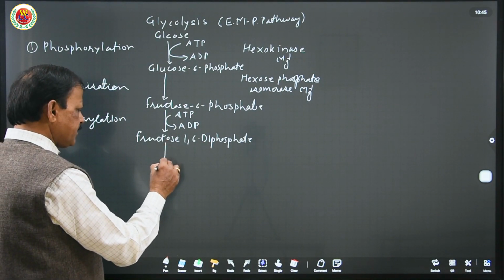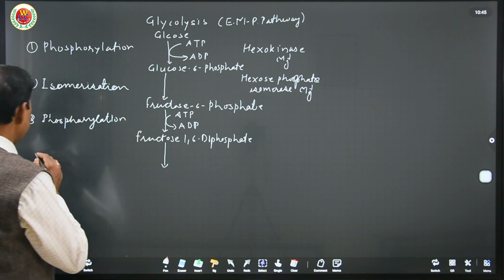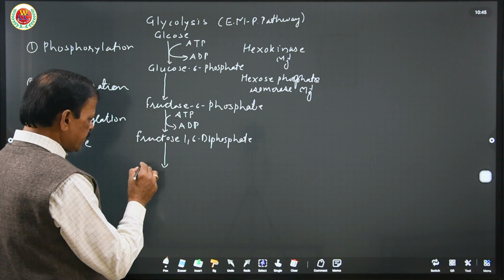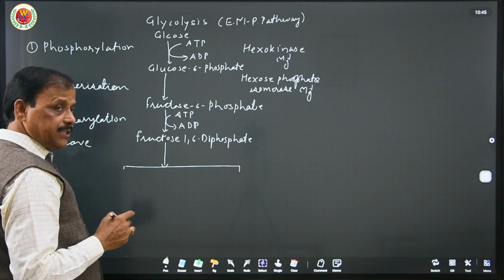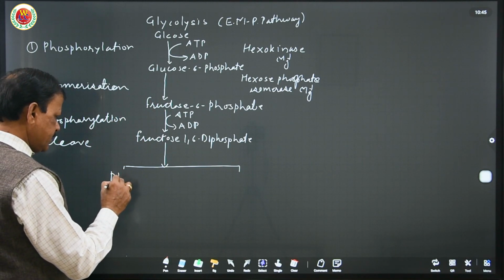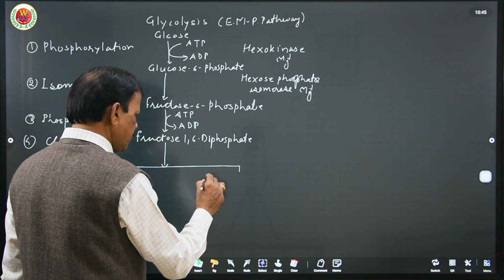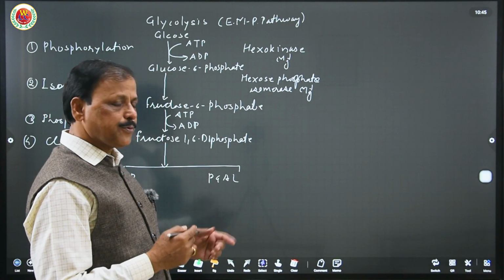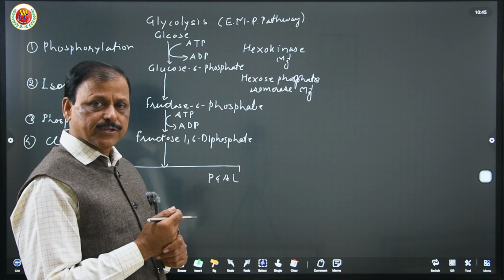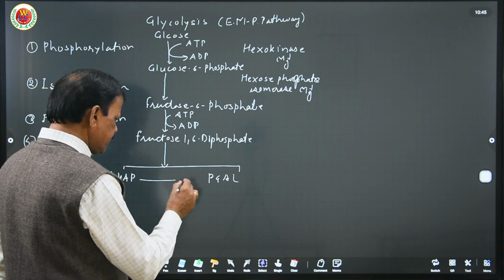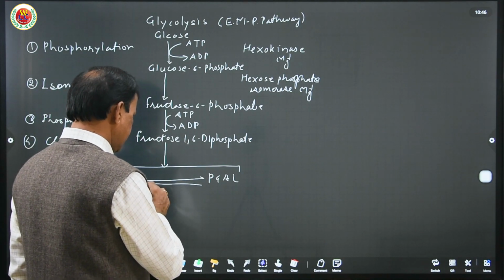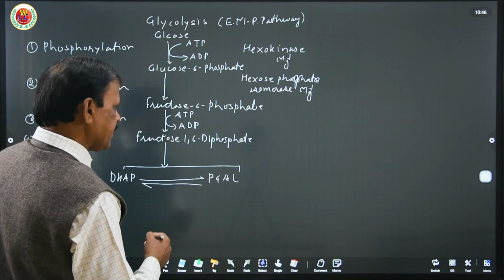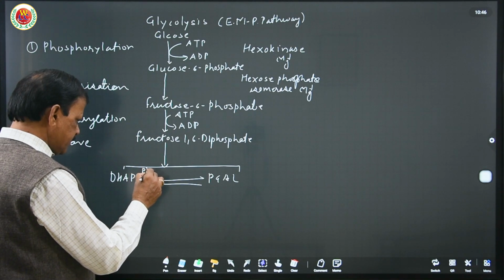Now this fructose 1,6-diphosphate undergoes cleavage. So the fourth step is cleavage, that is the breakdown of the 6 carbon compound into two 3 carbon compounds. One is dihydroxyacetone phosphate and another is phosphoglyceraldehyde, also known as triose phosphate. They are interconvertible. They can be converted into each other, and the enzyme which catalyzes this is phosphate triose isomerase.